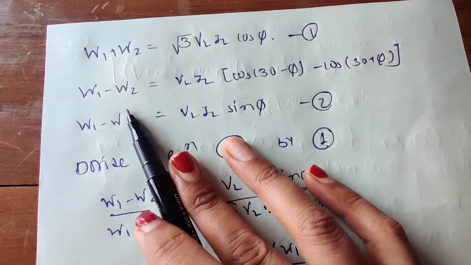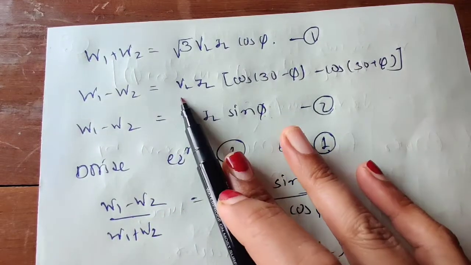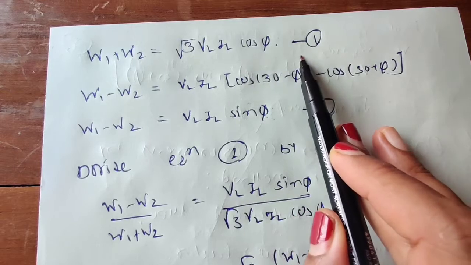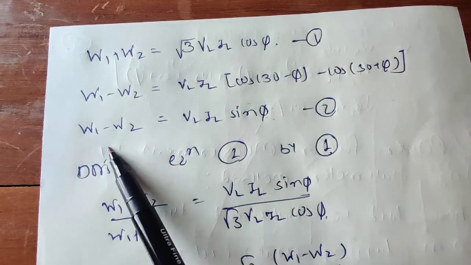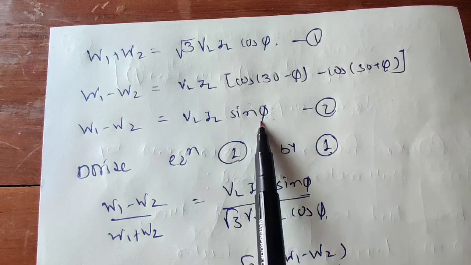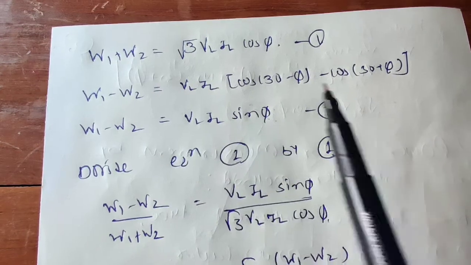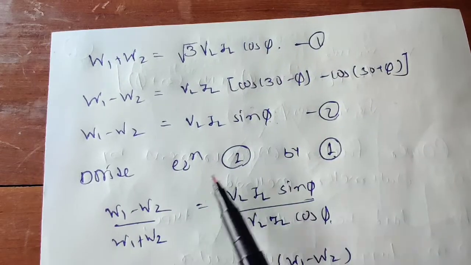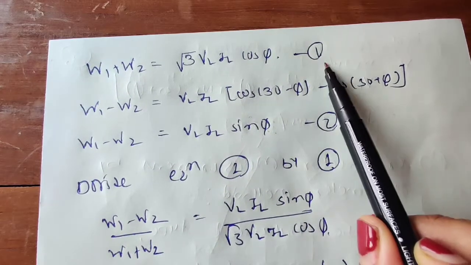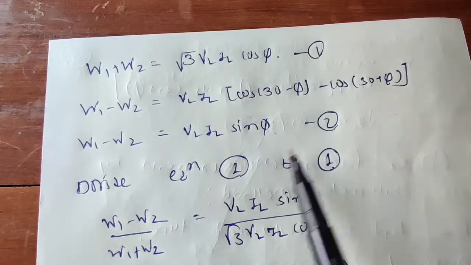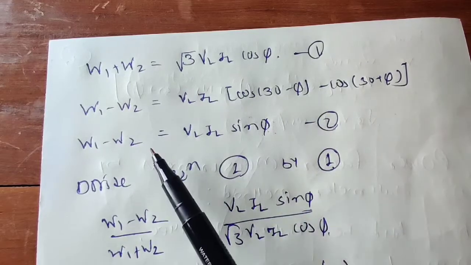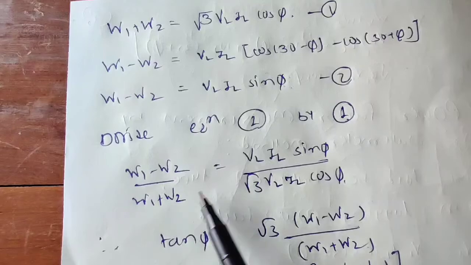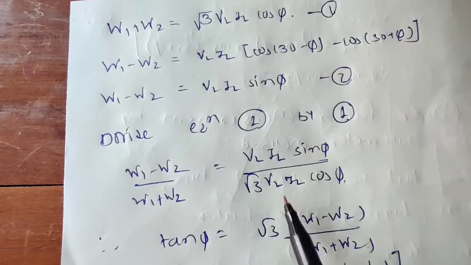Now if I want to take W1 minus W2, I can write the equation in this way. Using the trigonometry equation, W1 minus W2 is equal to VLIL sin phi. Give this equation number 2, and give W1 plus W2 equation number 1. Now divide equation 2 by equation 1. So we can write W1 minus W2 divided by W1 plus W2 and put in the respective values.